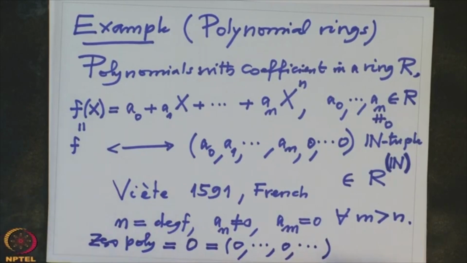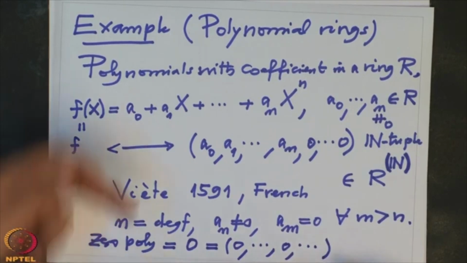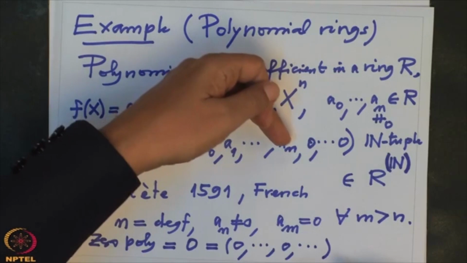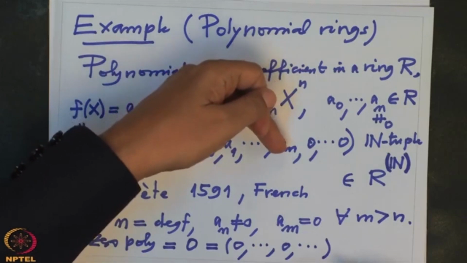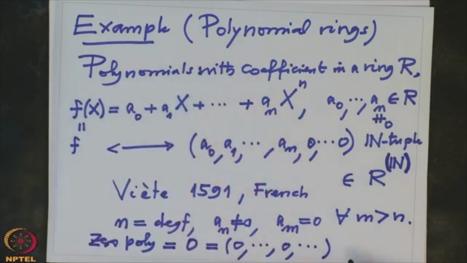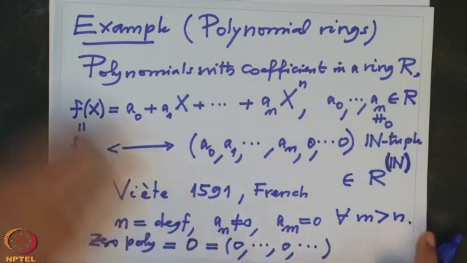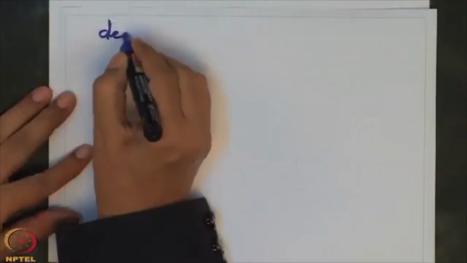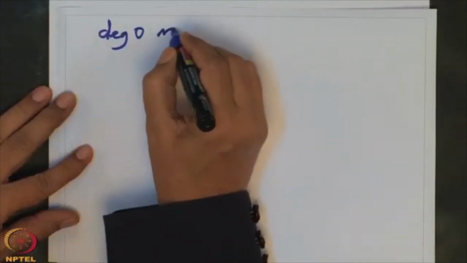And the degree is not defined then, because what was the definition? There is only the last one which is non-zero. But there is no non-zero entry in this. So the degree of a 0 polynomial is not defined. That one should note carefully. So degree of 0 is not defined.